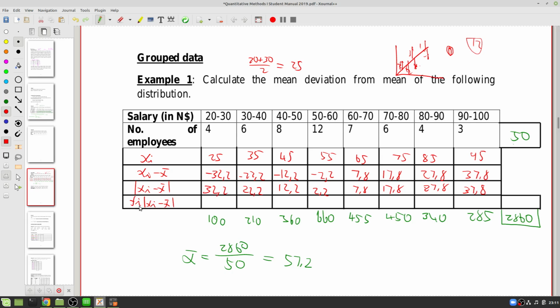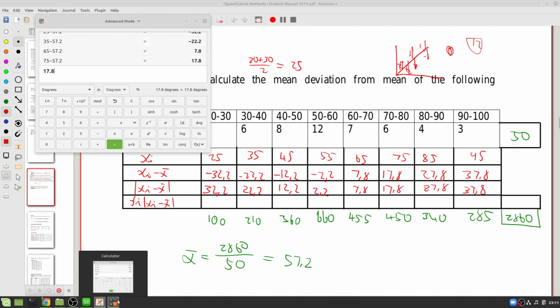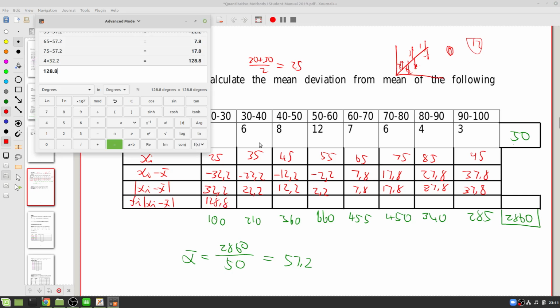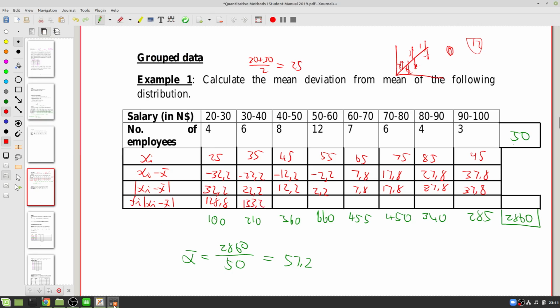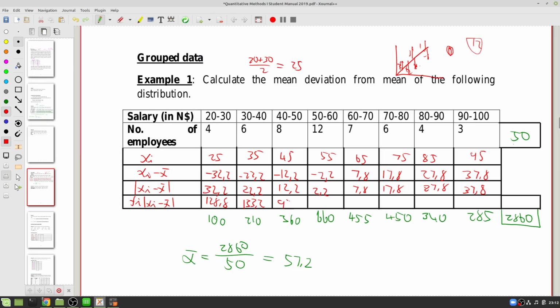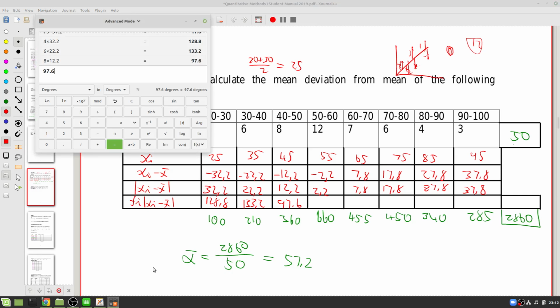Now we multiply the frequency by the previous row. For this, I'm going to use a calculator. 4 times 32.2 gives us 128.8. Next, we've got 6 as a frequency there, times 22.2. So 6 times 22.2, 133.2. Next up, we've got 8 times 12.2, which is 97.6. Next up, 12 times 2.2, 26.4.